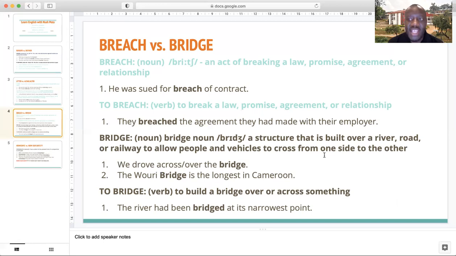Kindly note, please, that there are other meanings of bridge. For instance, this place in between the two nostrils is called the bridge of the nose, okay? I'm touching the bridge of my nose. So there are other meanings to bridge as a noun and as a verb, but I would like to limit myself here because my point is to clarify the difference between breach and bridge.